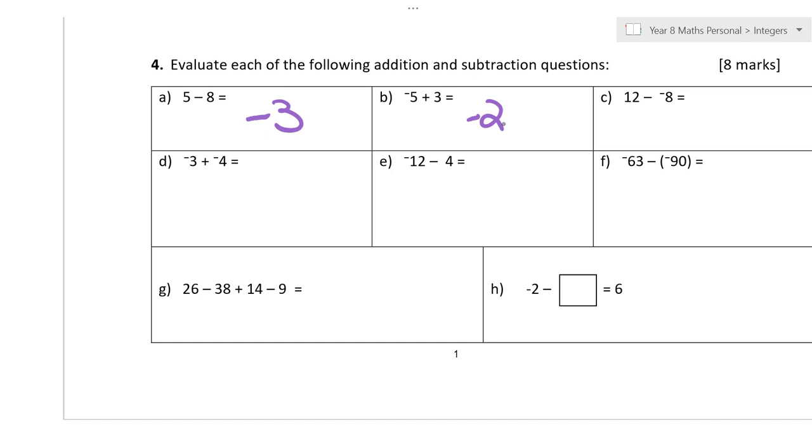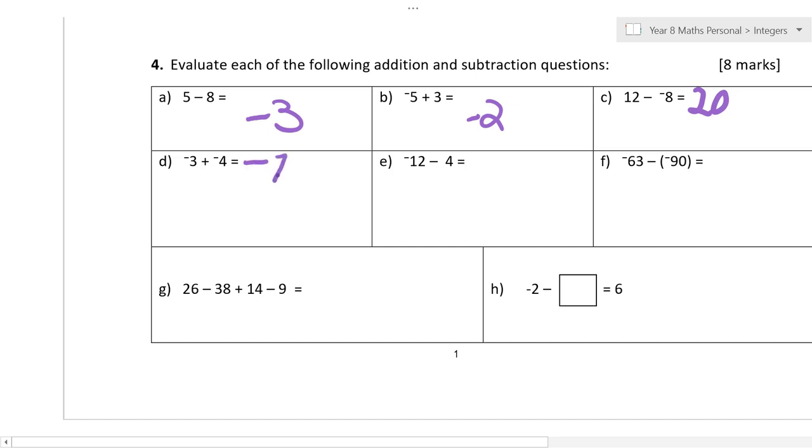So for C, because it's 12 minus -8, that's 2 negatives, which is a positive. So you go 12 plus 8, which equals 20. Very good. And then for D, it's a plus, so +4, and 4 is a negative, so it's a negative and a positive, which is a negative. And then you go 3 plus 4, which is 7, which is -7.